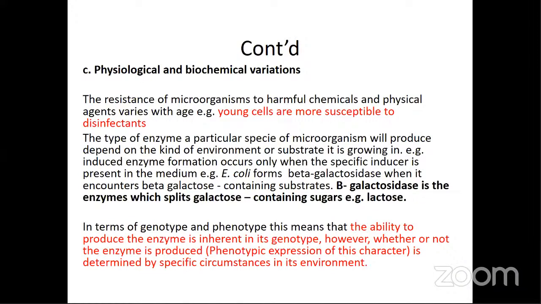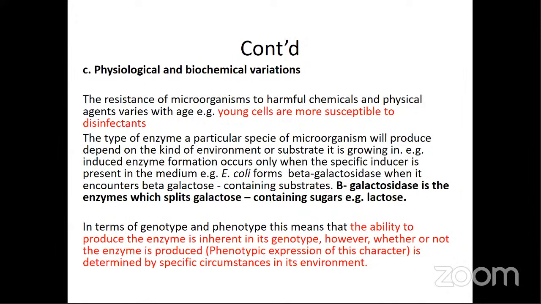If the organism cannot produce the enzyme that will help it to break down the sugars, then it will not be able to survive. So to be able to survive, the substrate will induce the production of this enzyme, and then the enzyme will be used to split or break down the sugar, for example, galactose.